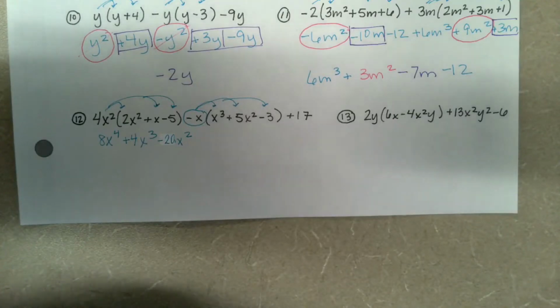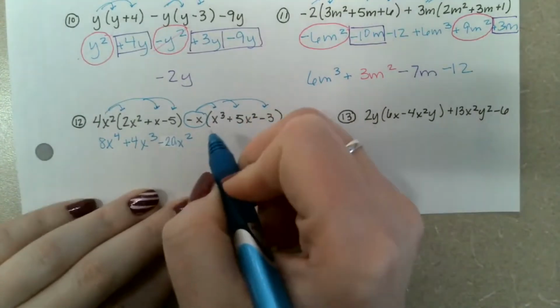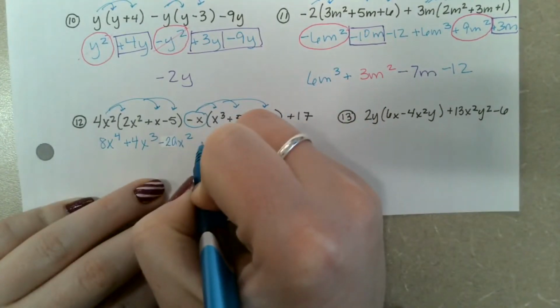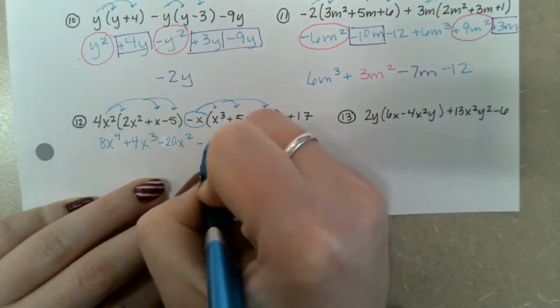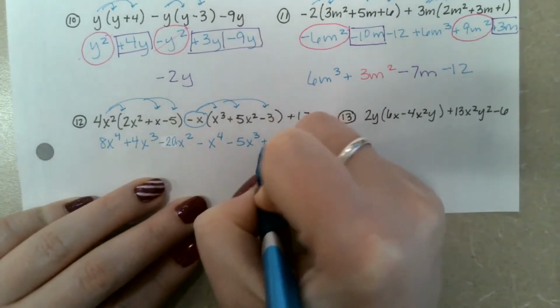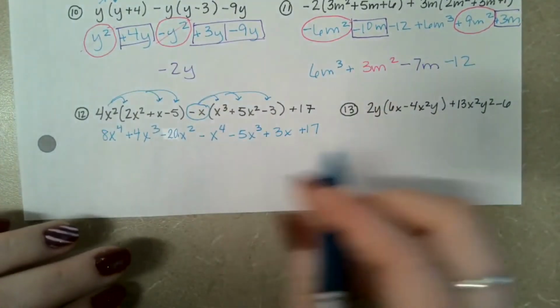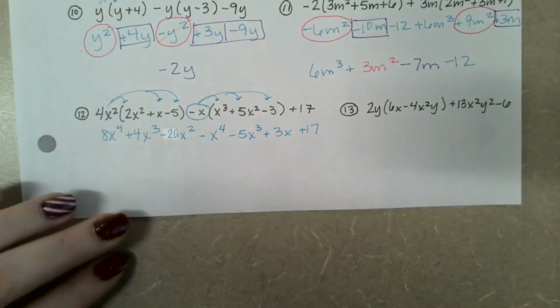That's better. We get negative 20x squared, and then we keep multiplying through, and we'll get negative x to the 4th minus 5x cubed plus 3x, and then plus 17 here. So now we can combine all of our like terms. So we've got a bunch here.